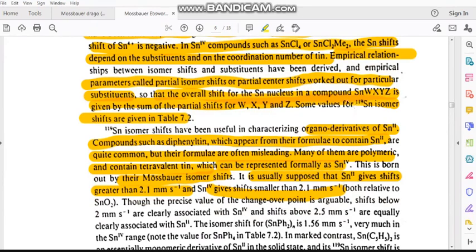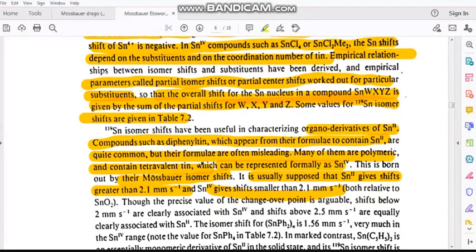diphenyl tin. Here two phenyl groups are attached to the tin, which appears from the formula since it shows the tin is present in the plus 2 oxidation state. Compounds such as diphenyl tin, which appear from their formula to contain tin 2, are quite common, but their formulas are often misleading. That means it's a polymeric compound. But from the formula we can say tin is in a plus 2 oxidation state. Many of them are polymeric and contain tetravalent tin.